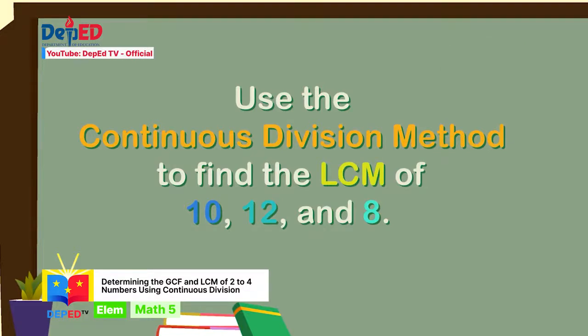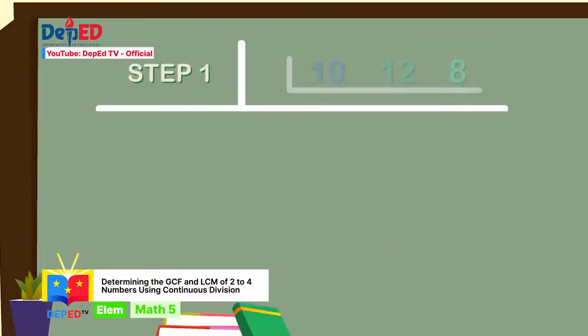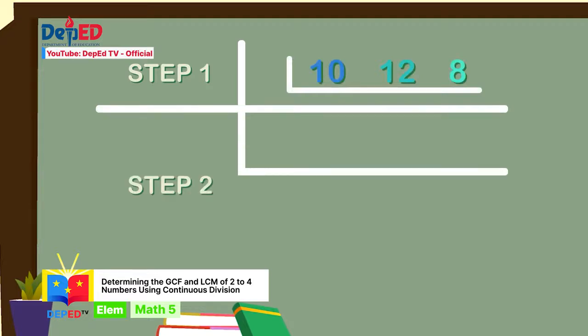Math heroes, time's up! Let's check your answers. Step 1. We arrange the given numbers horizontally. Step 2. Write each common prime factor to the left side of 10, 12, and 8 and write the quotient below the numbers. 10, 12, and 8 are all divisible by 2. 10 divided by 2 is 5. 12 divided by 2 is equal to 6. And 8 divided by 2 is equal to 4.